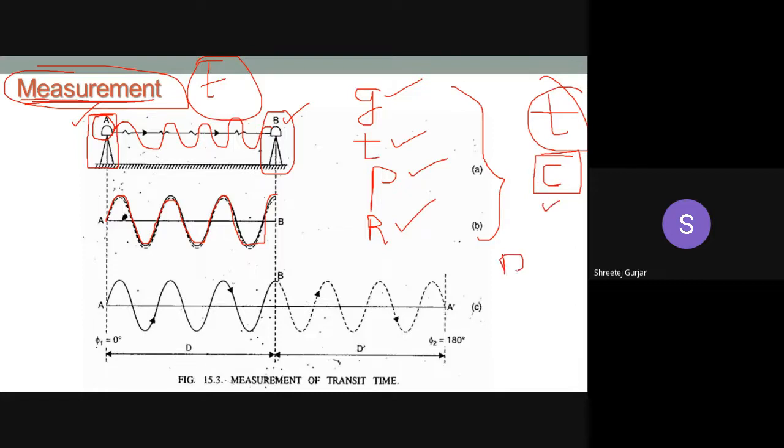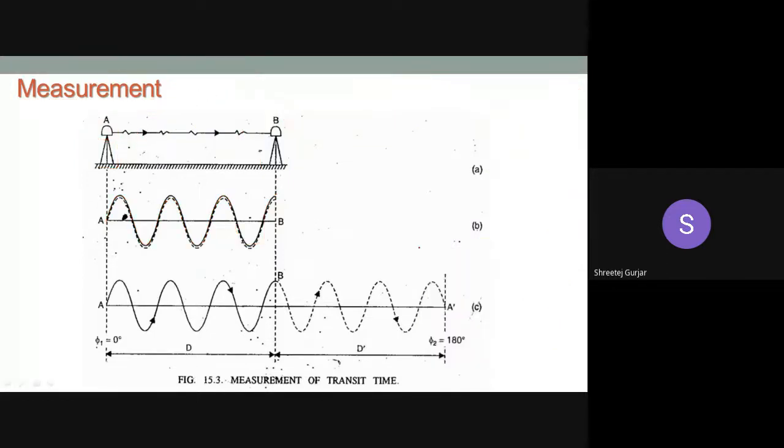And then we can calculate distance, right? Distance is velocity multiplied by time. Velocity is nothing but c. Time taken t is measured. If you substitute v and t, you will get the distance, right? So that is the basic principle behind your EDM. Time is measured and the velocity of the wave is known, so you can directly get the distance.